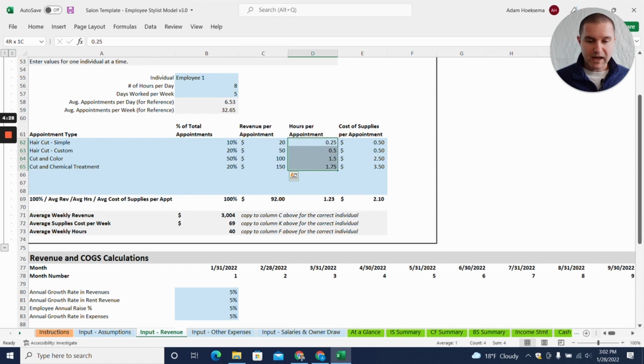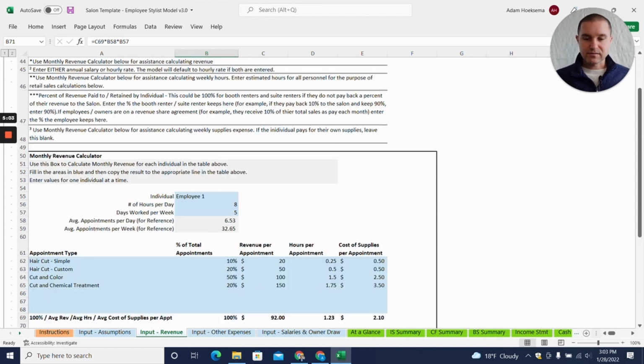And then this is important. How long does it take you to provide each service? So here we're saying 0.25 hours, so just 15 minutes for a simple haircut or trim. And we've got different times here. And so based on that, that's going to help you determine how many services you have time to actually provide in your 8-hour day and your 5-day work week, ultimately to help you project we can do up to $3,004 in revenue based on these assumptions.